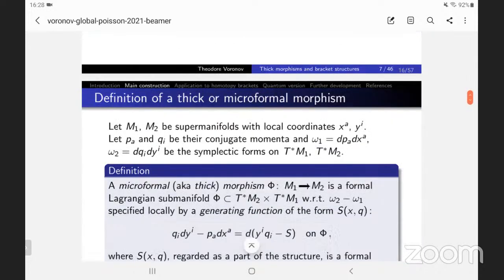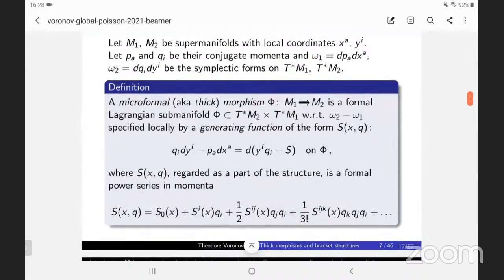A microformal or thick morphism, "microformal" is the more technical word, from M1 to M2 is nothing but a formal Lagrangian submanifold in the product of two cotangent bundles. Lagrangian with respect to the standard form, very close to a familiar construction, which is the difference of the forms on M2 and on M1. Now a very important part: it is specified locally by a generating function of the following form.